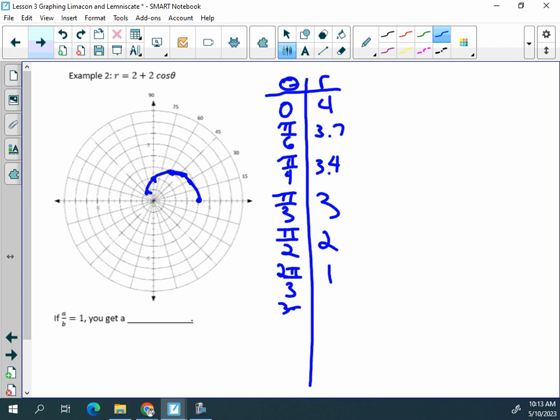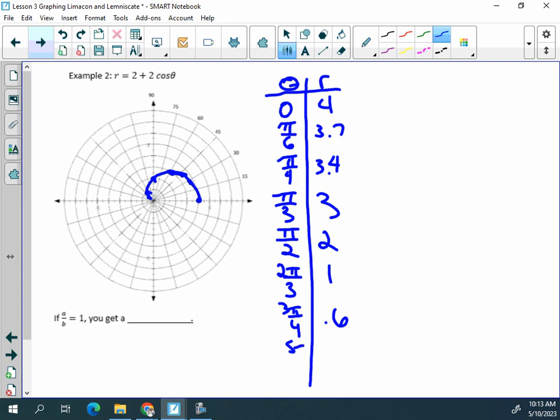3 pi over 4 is our next spot. So cosine of that's negative square root of 2 over 2, times 2 is negative square root of 2, plus 2 is going to be about 0.6. So 3 pi over 4, 0.6, so somewhere in there.